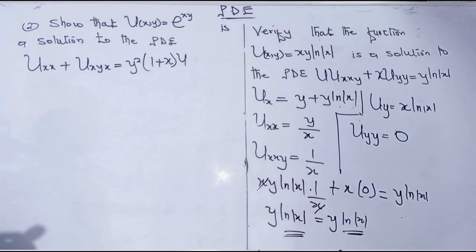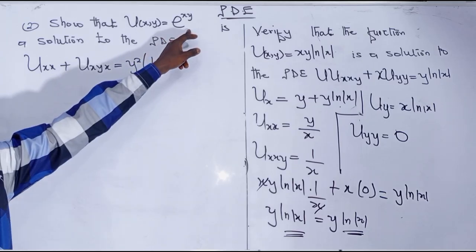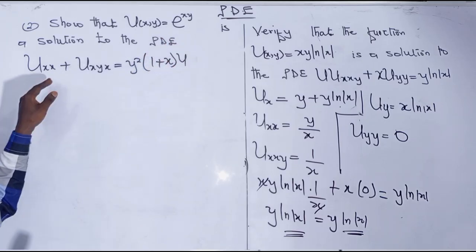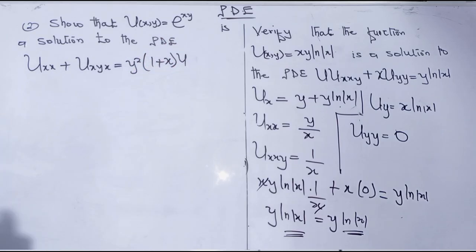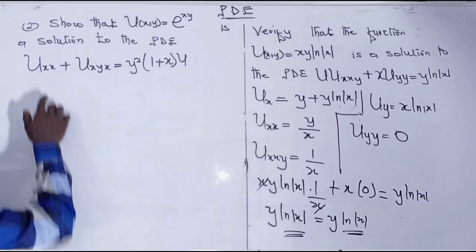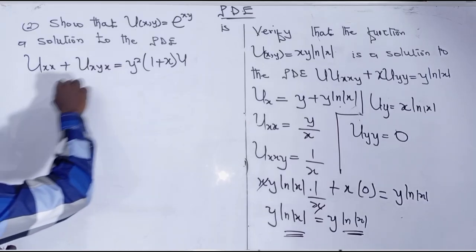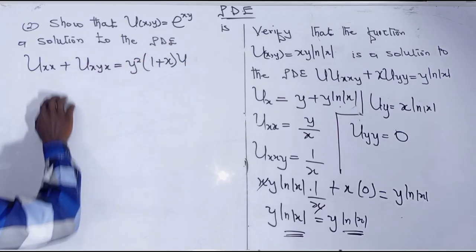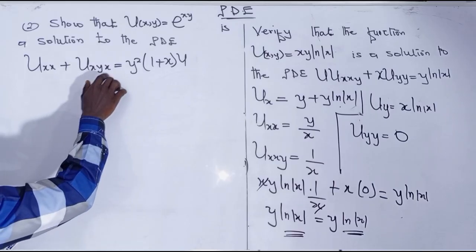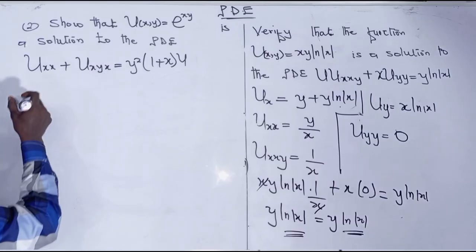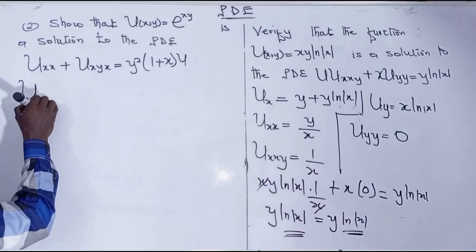So we want to look at the function, this exponential function. We want to check to see if it is a solution to this PDE. Following the same concept, we are going to take the second partial derivative of this exponential function with respect to x, and then with respect to xy, and then x. So let's start with respect to x.